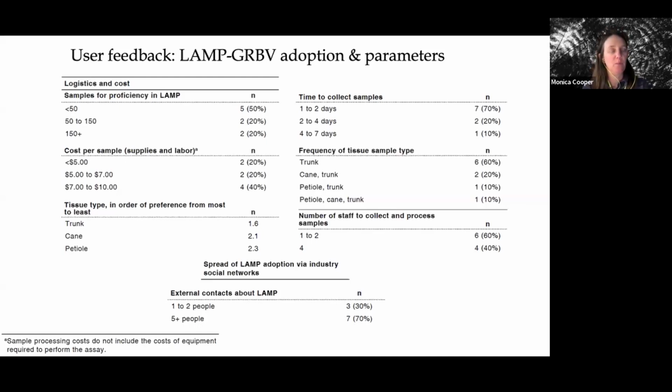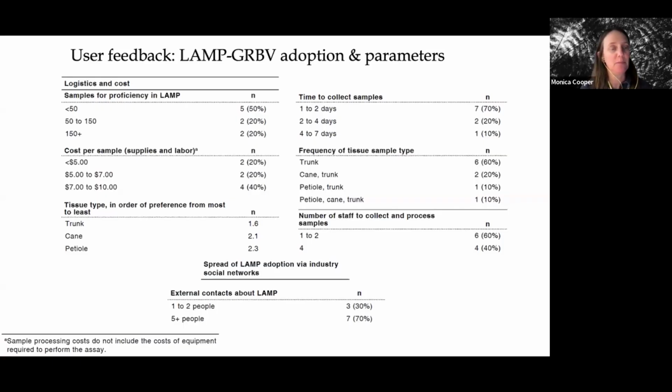But in general, it's probably maybe at this point between $8 and $12 per sample. Most people who were using the assay were using the trunk. That's where they were collecting their samples from. And we heard that not only is that because they like the flexibility of when they could collect the trunk samples, but also they felt like it was pretty easy to learn how to collect them and fairly easy to get proficient. And then, as I mentioned previously, you don't get a lot of false positives. So it's a little bit forgiving as far as tissue goes.